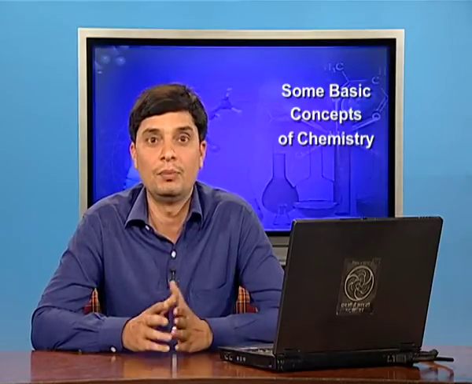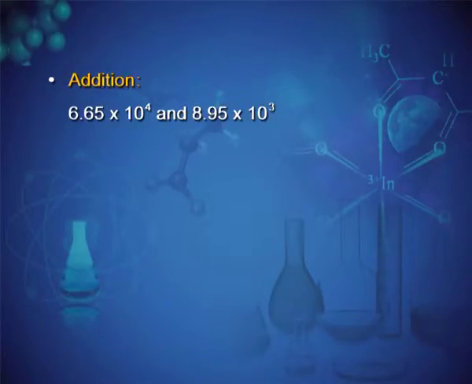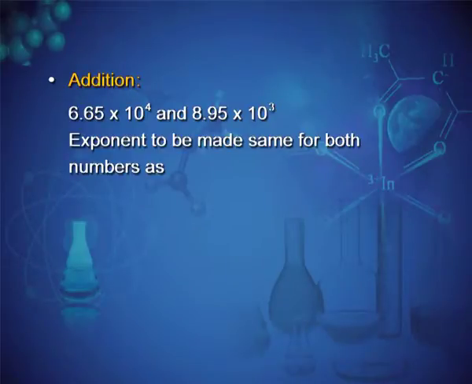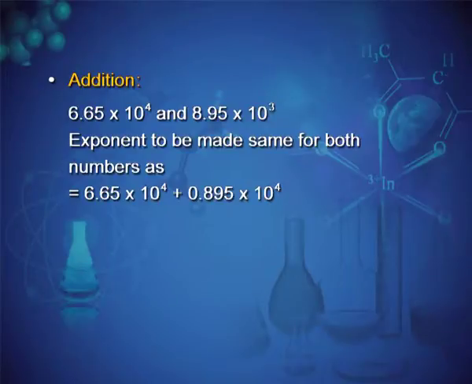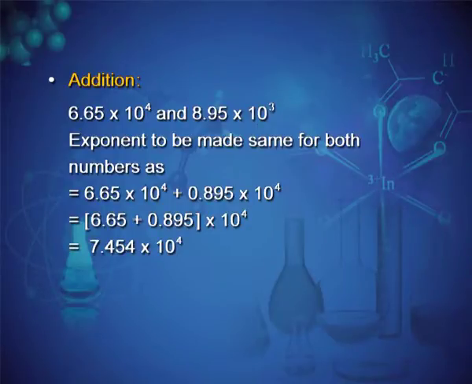Addition example: we have to add 6.65 times 10 to the power 4 with 8.95 times 10 to the power 3. First, the exponent is made the same for both numbers, as 6.65 times 10 to the power 4 plus 0.895 times 10 to the power 4. Now the exponent has become the same, so we solve 6.65 plus 0.895 times 10 to the power 4. The answer will be 7.545 times 10 to the power 4.